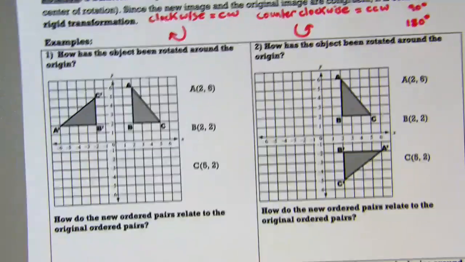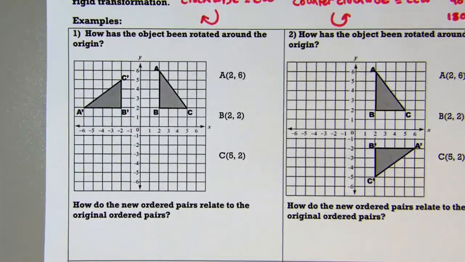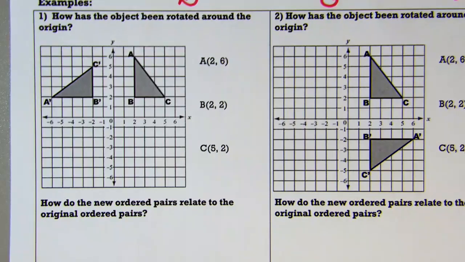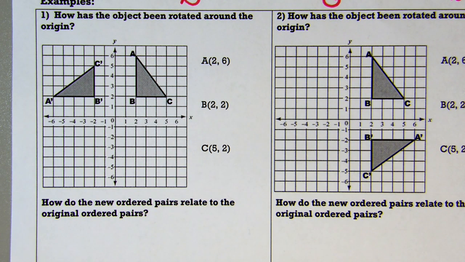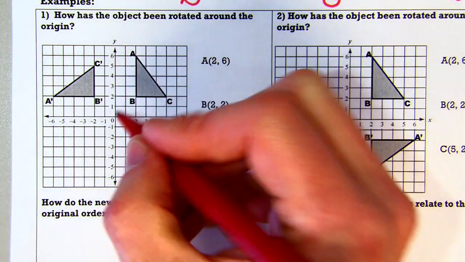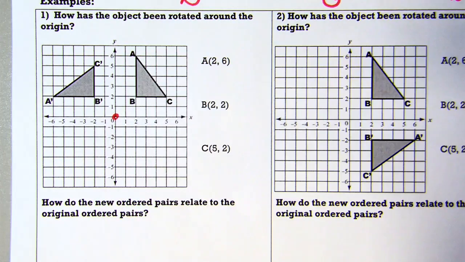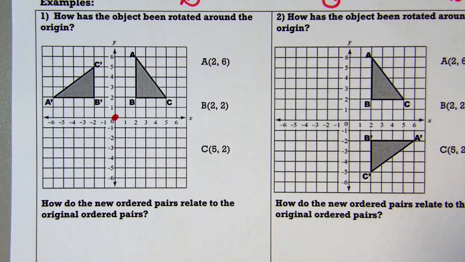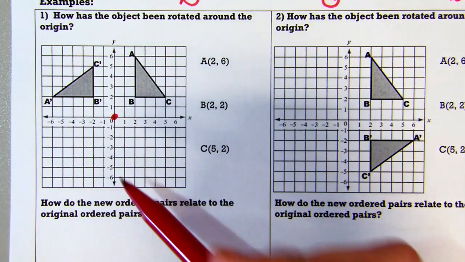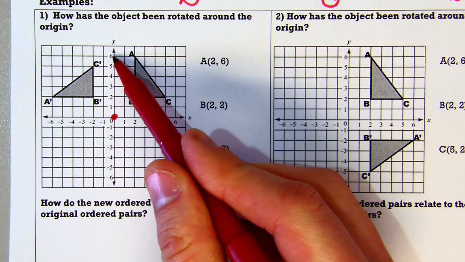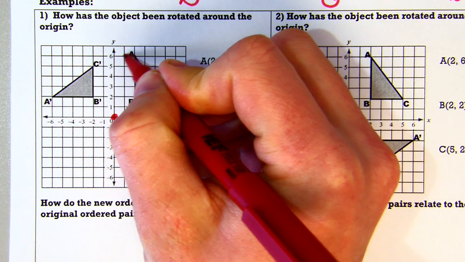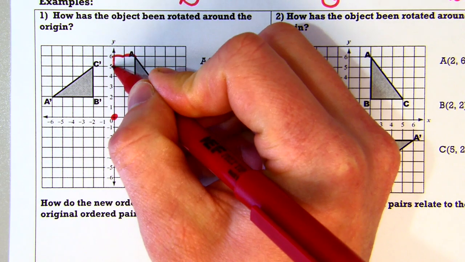So our first example here, number 1, asks how the object has been rotated around the origin. So we have our (0, 0) point as our origin here. Okay. So if we think about our B here, actually let's start with A. We go from A to A prime here. Okay. So I go over twice, 1, 2, and then I go down 1, 2, 3, 4, 5, 6.